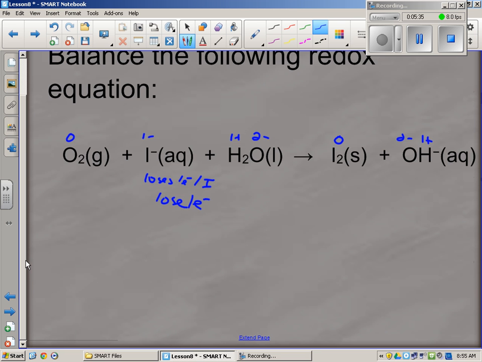This one here, 0 to a 2 minus, gains 2 electrons per oxygen. In total, so 1 and 4. That's balanced, okay? And you have to do that because, of course, the electrons lost equals electrons gained, okay? After that, I'm going to put a 2 here. That's an easy one.